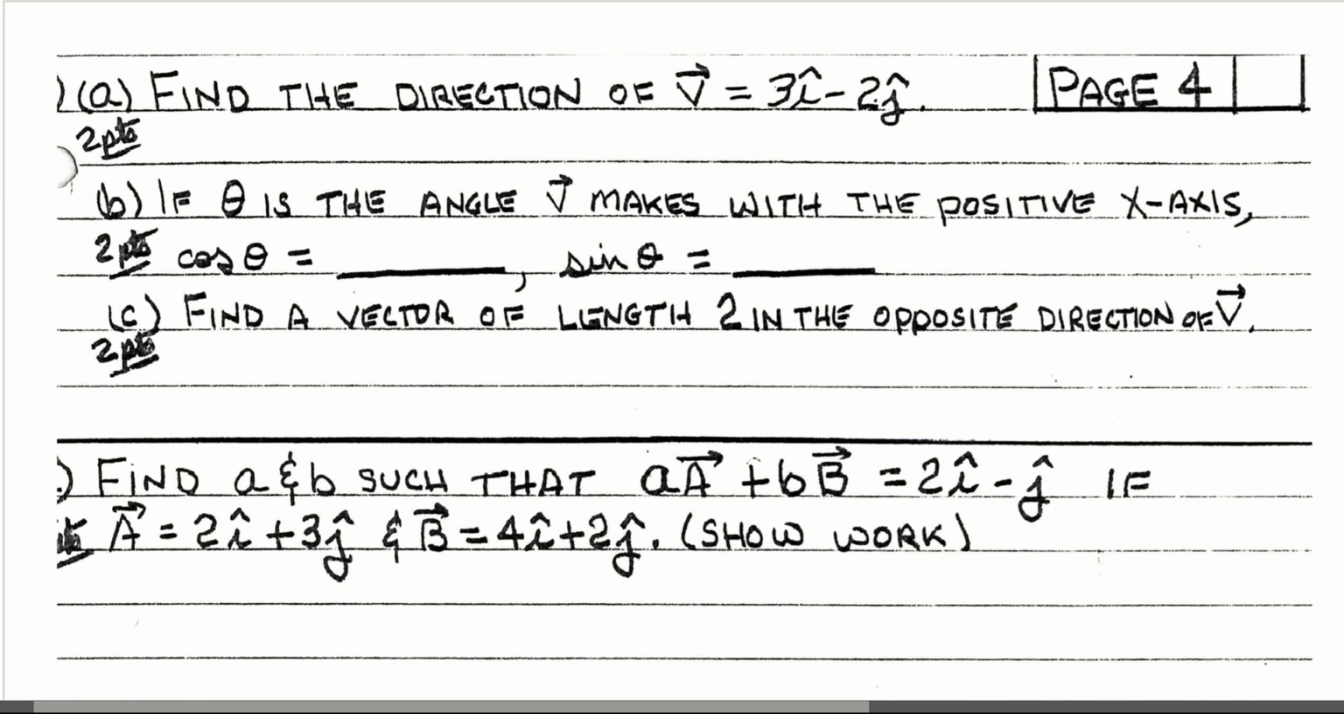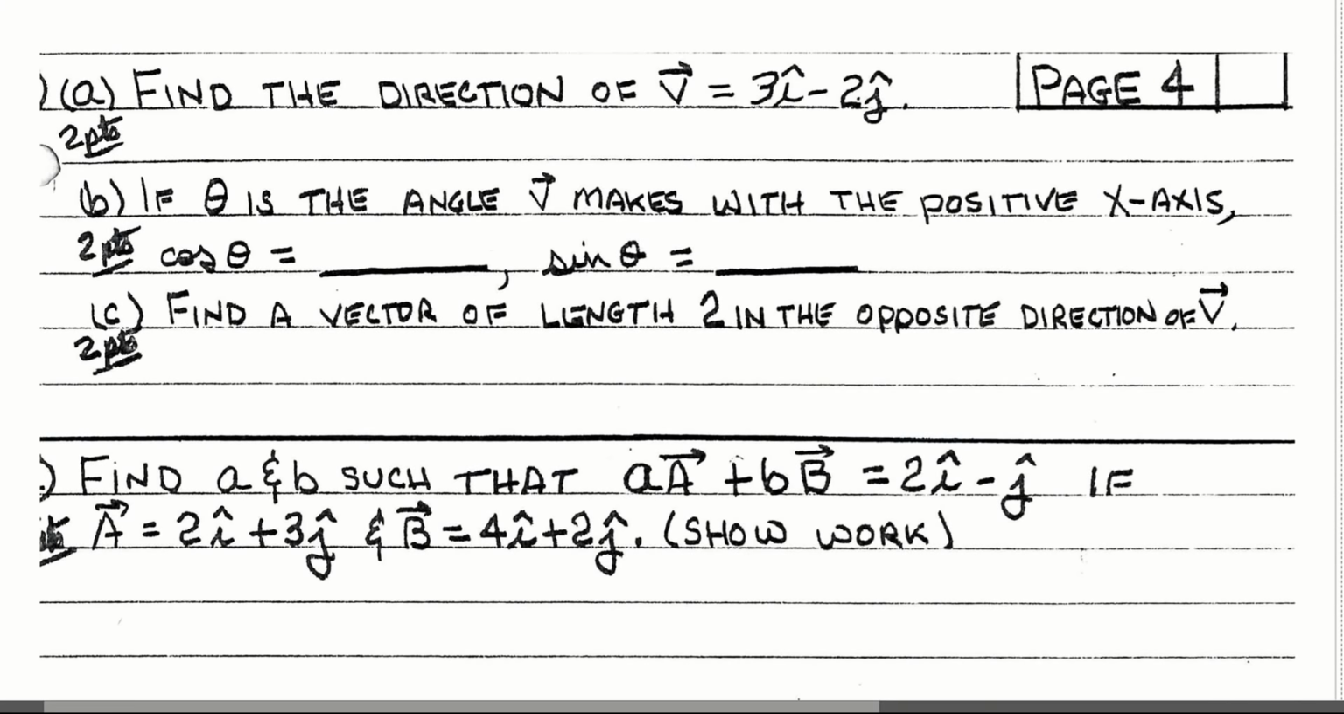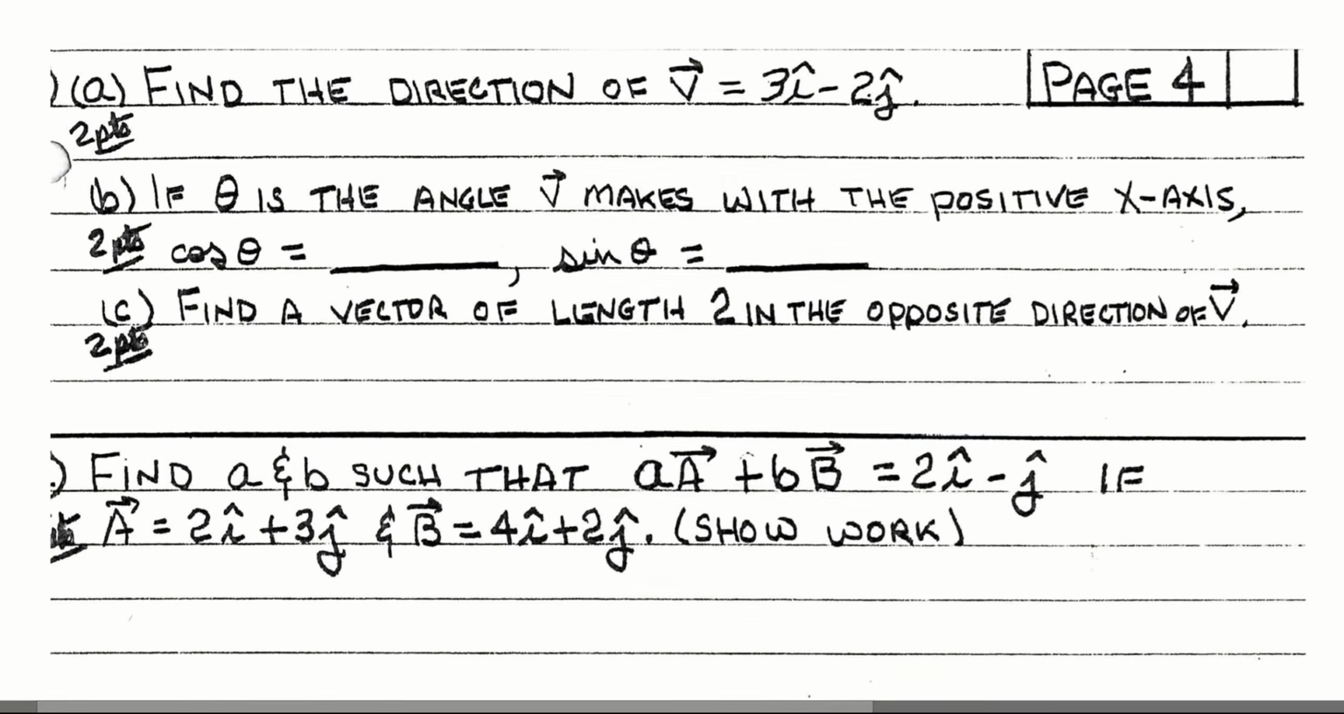All right. So our next problem is to find the direction of v. So whenever it says find the direction of something, it really means find the unit vector, because a unit vector is primarily a direction. It doesn't give you a magnitude because its magnitude is 1. So it says find direction.